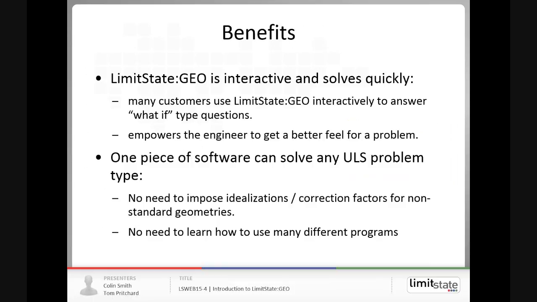So just to wrap up, hopefully you've seen the benefits of the software are that it's very interactive, it solves very quickly, so many of our customers use it very interactively to answer what-if type questions, to explore a problem, look at what parameters significantly affect the problem, what don't, maybe to do some back analysis. So it basically empowers you to get a better feel for the problem. And that one piece of software can solve any ultimate limit state problem type. You don't need to put in any idealizations or correction factors for non-standard geometries, and there's no need to learn how to use many different programs.